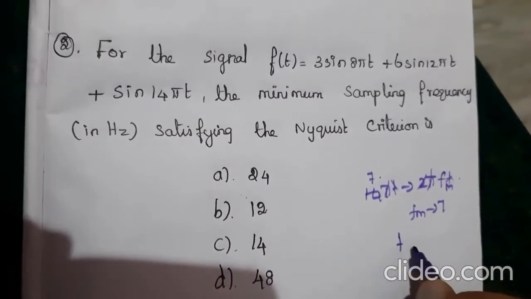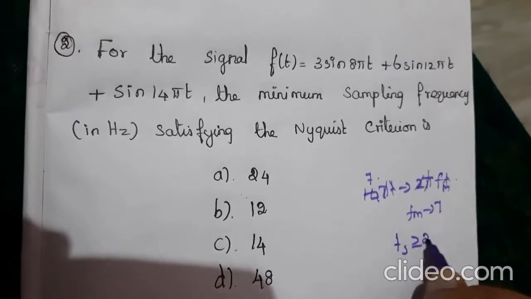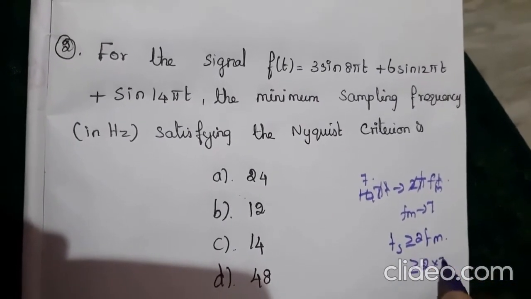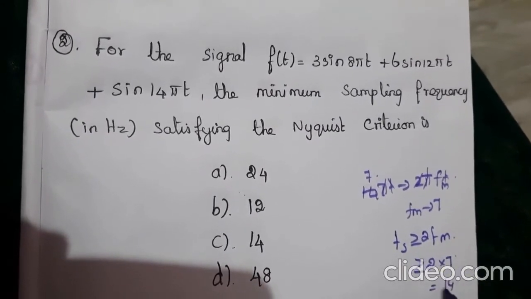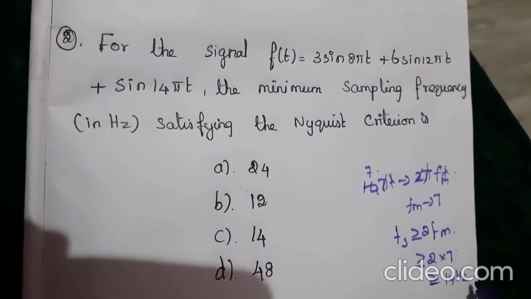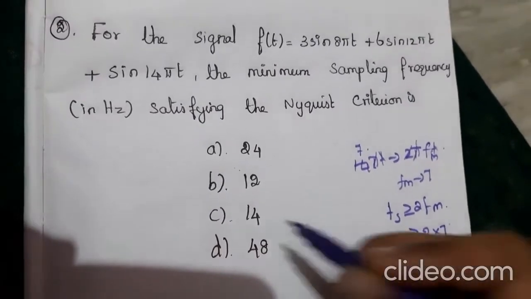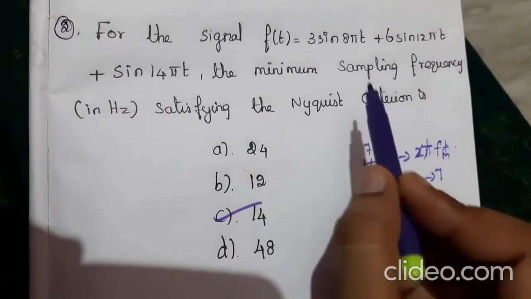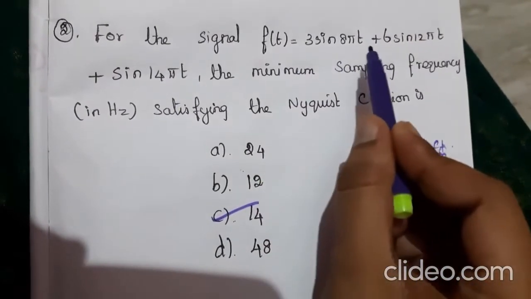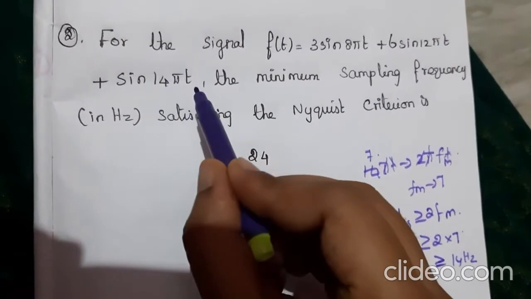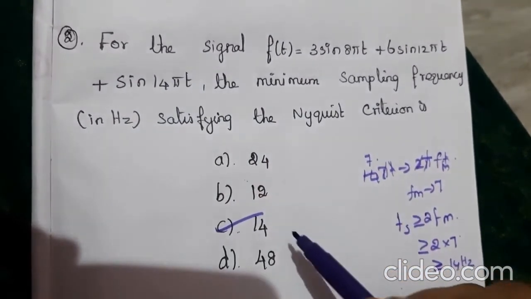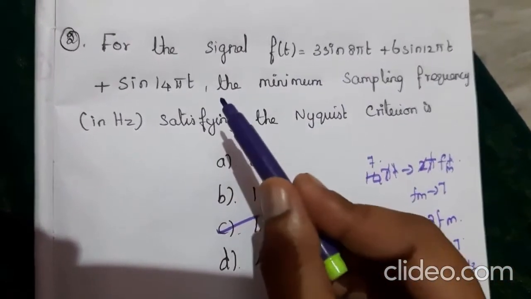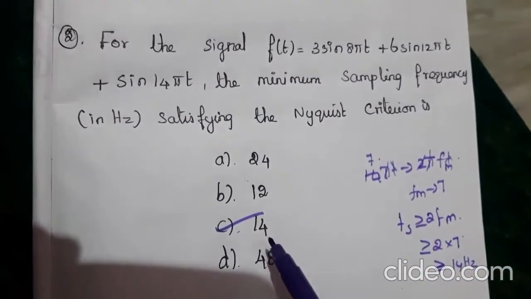So the sampling frequency is greater than or equal to 2 fm, that is 2 into 7 Hz, equal to 14, greater than or equal to 14 Hz. So here the answer is C. Otherwise we can take it directly from the equation: the highest value among those 3 terms is 14 pi, so the frequency is 14 Hz. We can directly choose the answer by seeing the signal itself. So the answer here is C, 14.